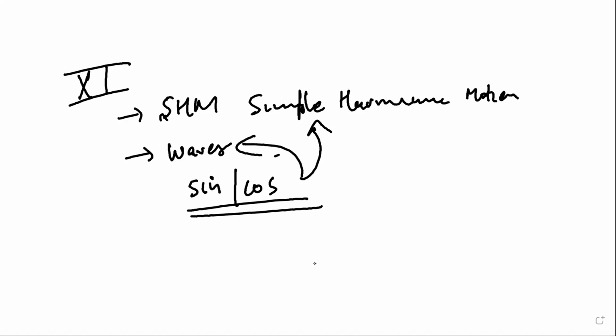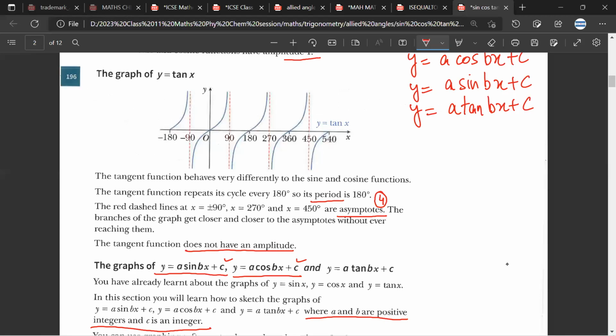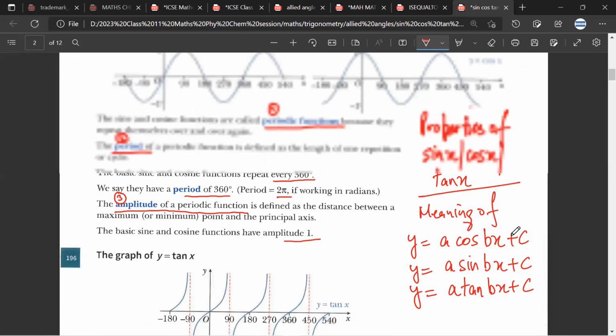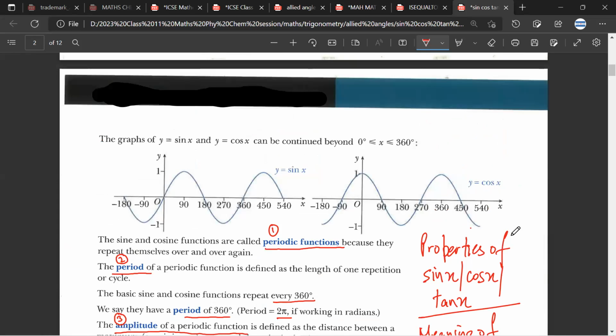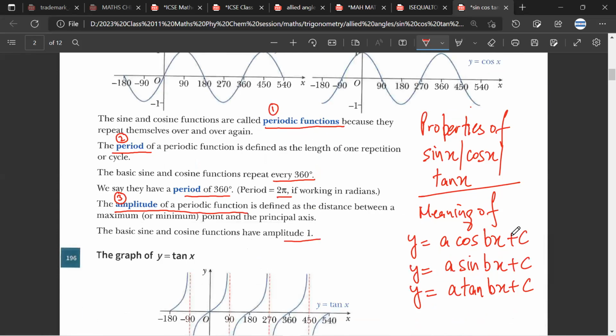Okay, so now that we have a fair amount of understanding of how a sine and cos curve looks like, there are a few things related to these curves that we'll have to understand. The first thing they are saying is that sine and cosine functions are called periodic functions because they repeat themselves again and again. The second thing is that the period of a periodic function is defined as the length of one repetition. The basic sine and cosine functions repeat every 360 degrees. We say that they have a period of 360 degrees. Is it making sense?